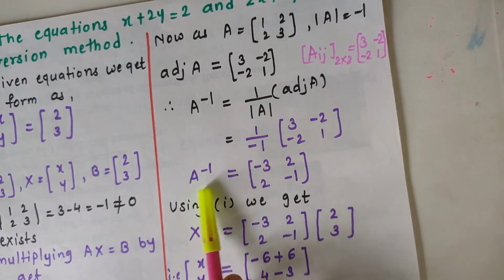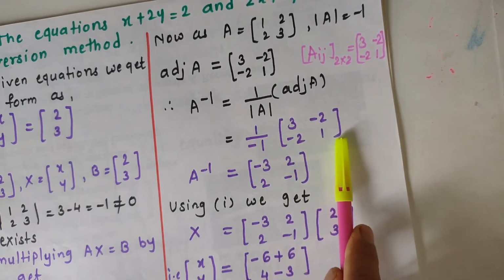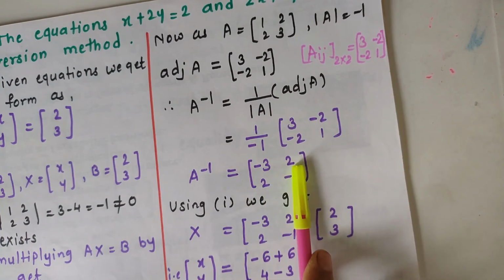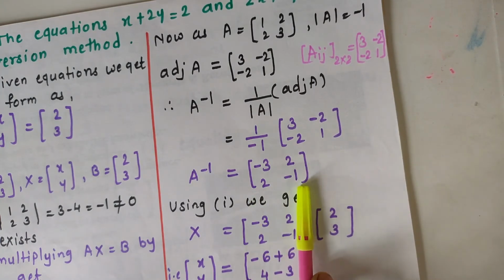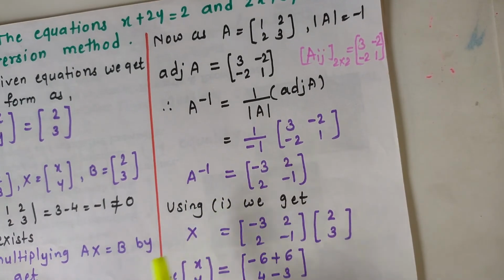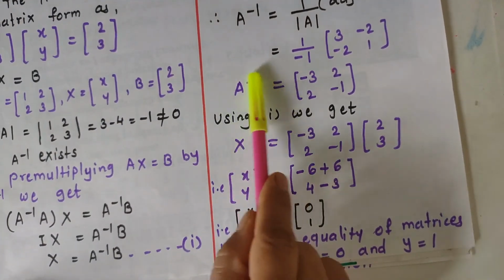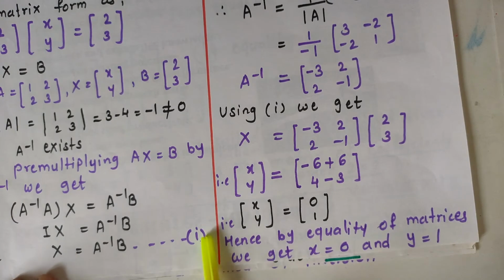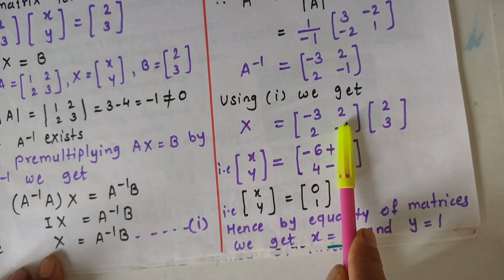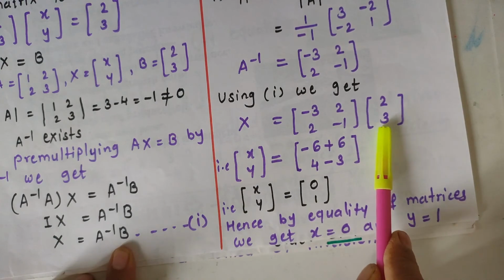Then we get A inverse by multiplying -1 to every element in this matrix, giving the matrix with elements -3, +2, +2 and -1. Now put the value of A inverse in this equation 1, then we get X is equal to A inverse into B, the constant matrix B.